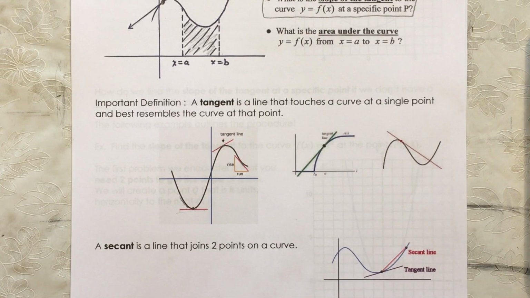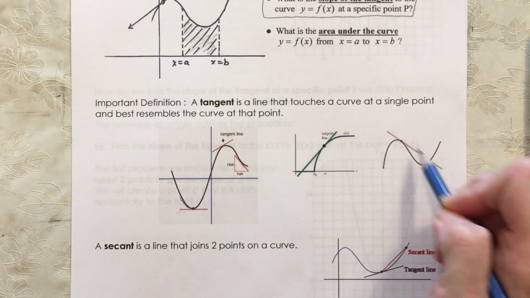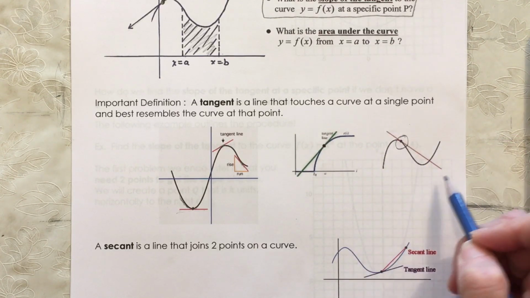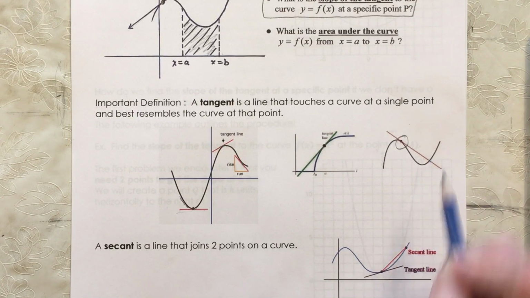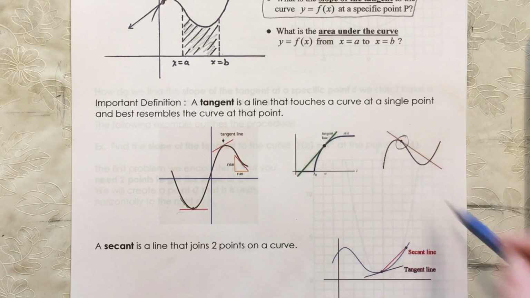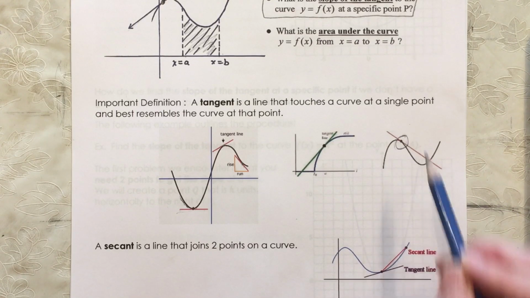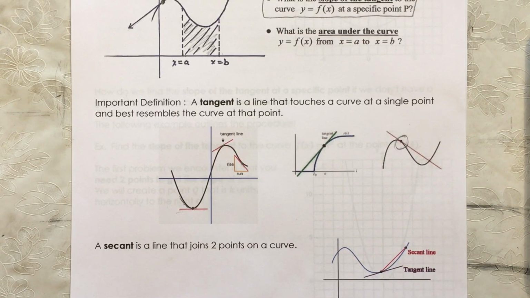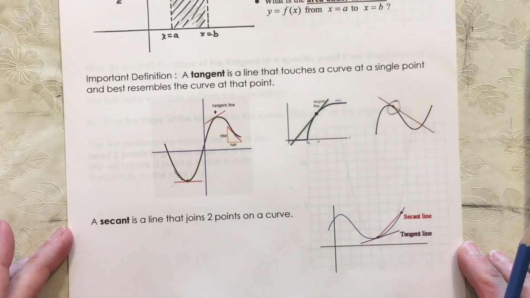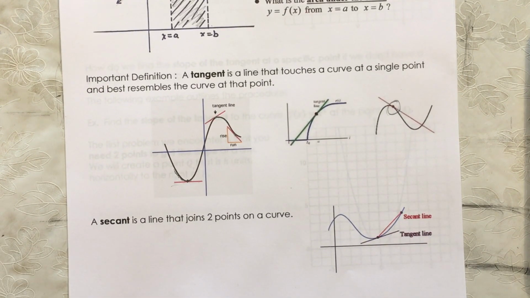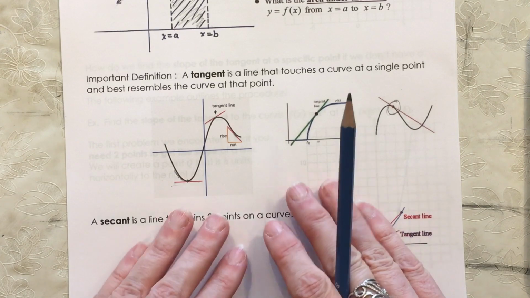And then here, this is a good picture because it shows that this line is a tangent to this point, but definitely not a tangent to that point on the curve. So it can cross through the curve at a later time, but the tangent touches the curve in the one spot and best resembles the slope of the curve there. A secant is a line that joins 2 points on a curve. So a tangent just touches in one spot, whereas a secant joins 2 spots on a curve. And that's the difference between a secant and a tangent, outlined pretty straightforwardly in that diagram.